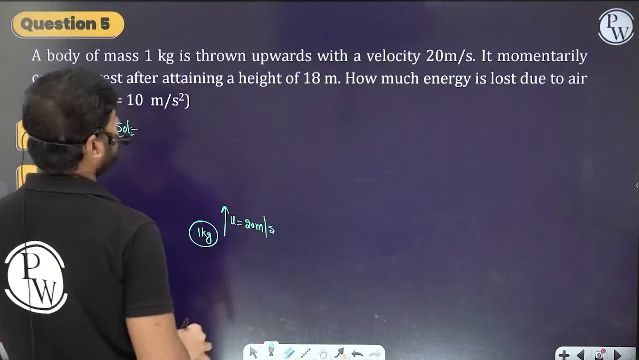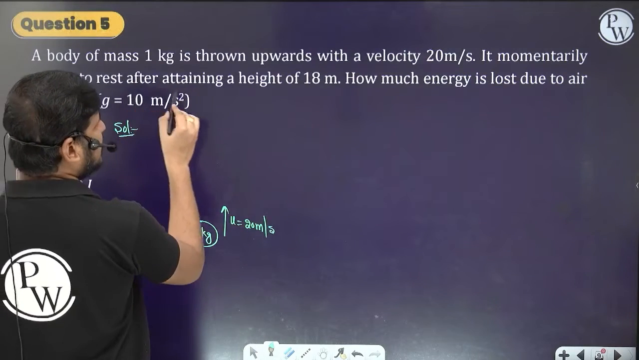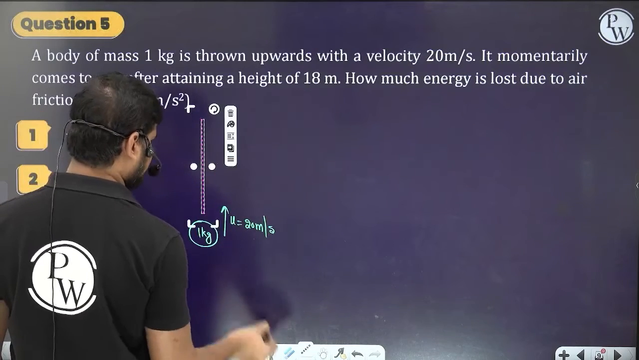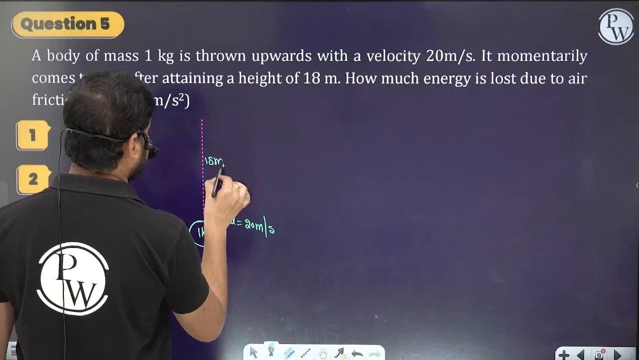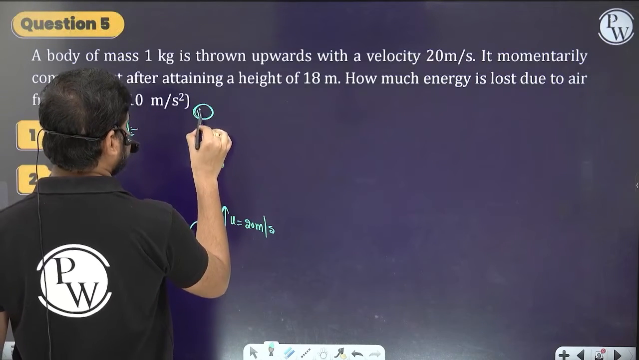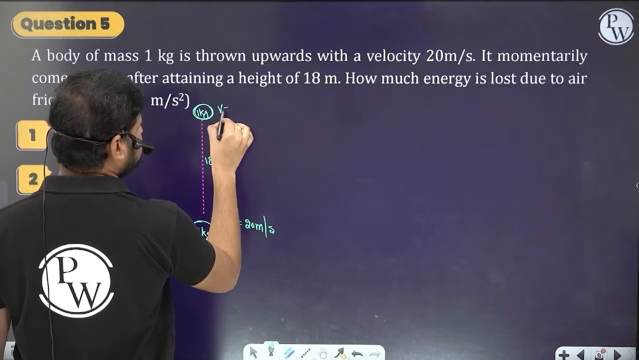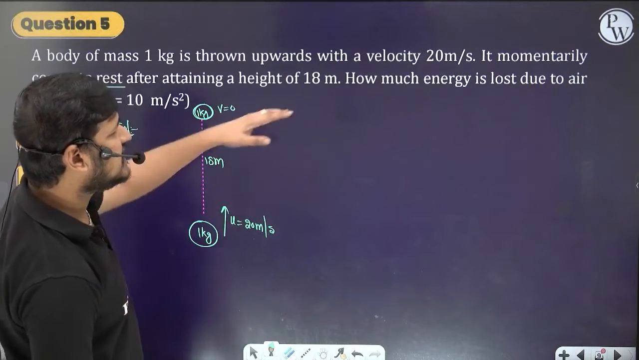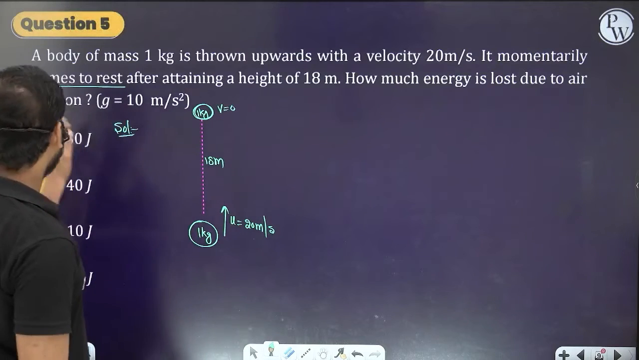Now it momentarily comes to rest after attaining a height of 18 meters. So let's suppose it reached some height of 18 meters. Its mass is 1 kg, the mass will not change, and it comes to rest. It comes to rest means final velocity is 0. How much energy is lost due to friction?